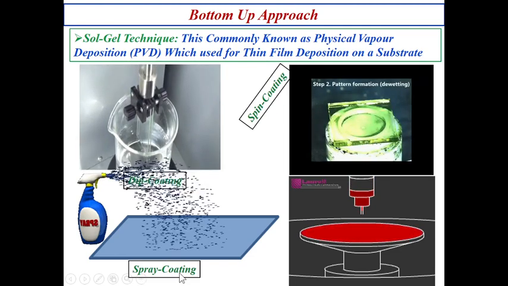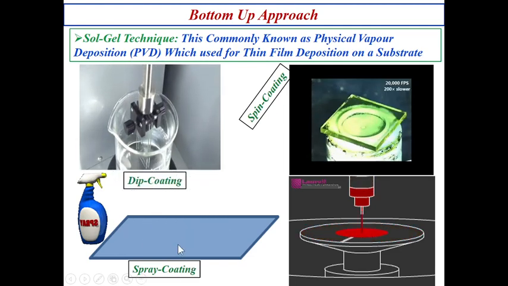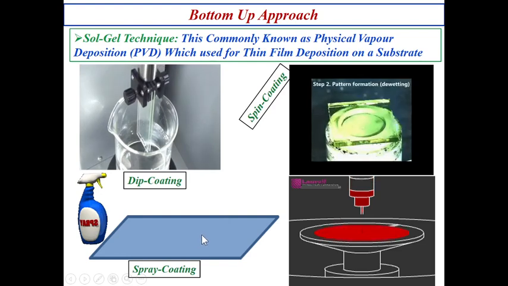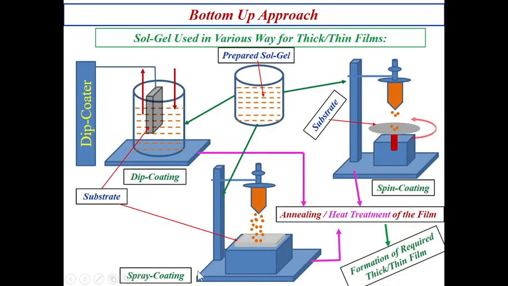Now spray coating means you just spray the sol-gel on a substrate, that's it. Just spray over the substrate, and then that substrate, after forming the film, goes for the annealing.